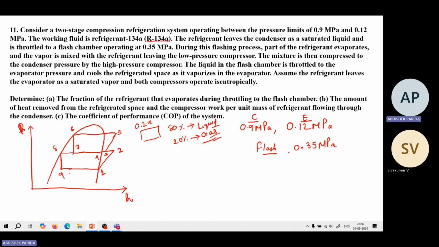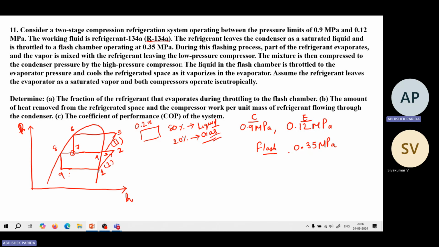Okay. So during the flashing, part of the refrigerant evaporates and the vapor is mixed with the refrigerant leaving the low pressure compressor. So this is the point where the refrigerant is coming from compressor 1. This is compressor 1. This is compressor 2. So at 3, the gas that is coming from compressor 1 is mixing with the gas that is coming from the flash chamber. The flash chamber is somewhere around here.